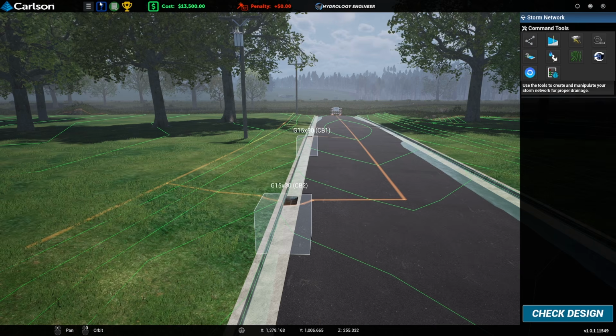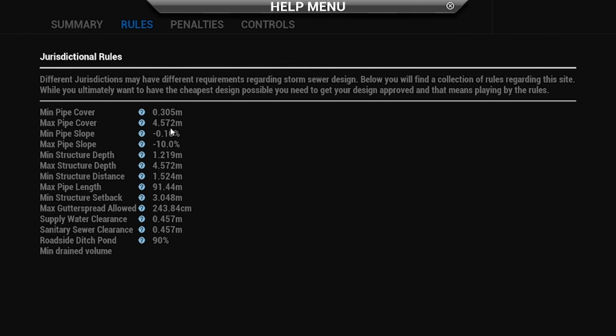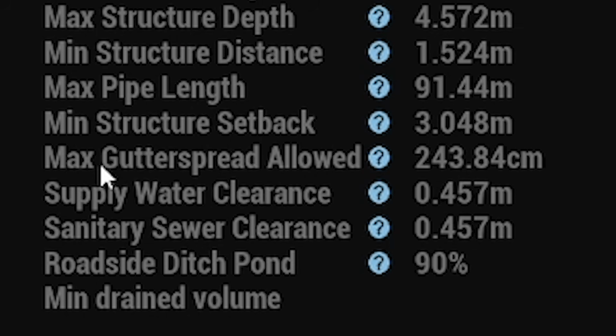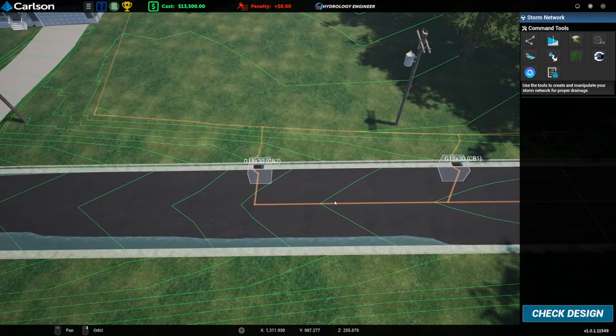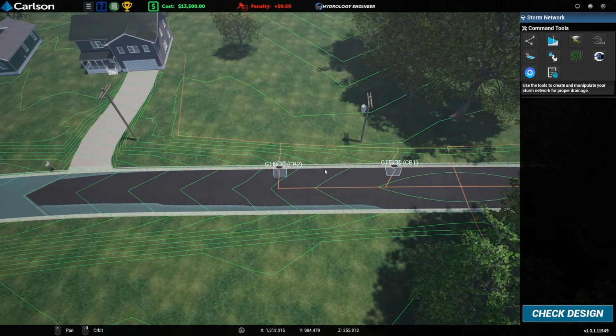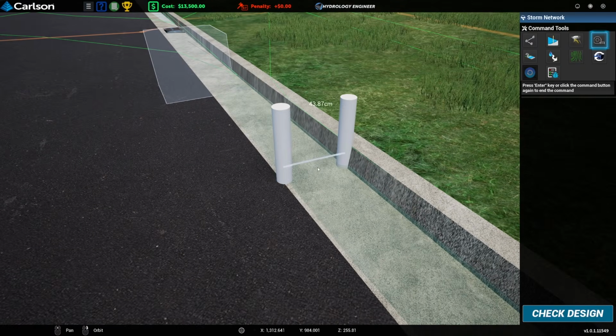Thankfully though, in this game they give us their own rules, because quite often these can be set by individual councils. Particularly I think this is US based, so US is going to be a lot different to the UK, and they also call it gutter spread rather than flow width. So you can see down here theirs is 2.4 meters that this water can go into the road. So that basically means these gullies are way too close together, because if we get our measuring tool here, look, we can see exactly how wide that gutter spread, that flow width is.